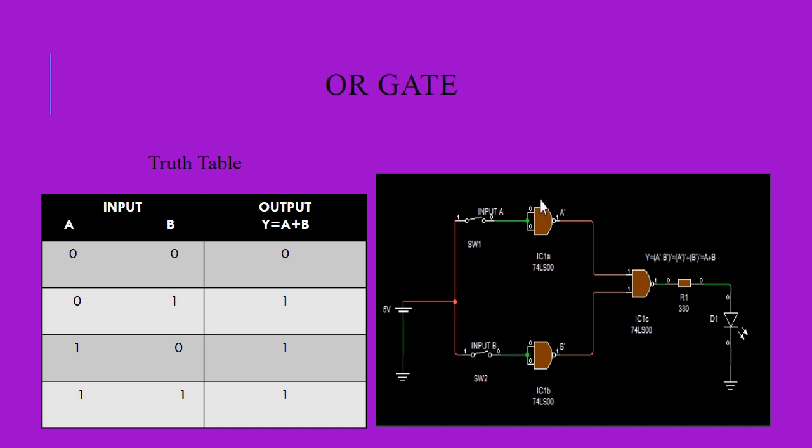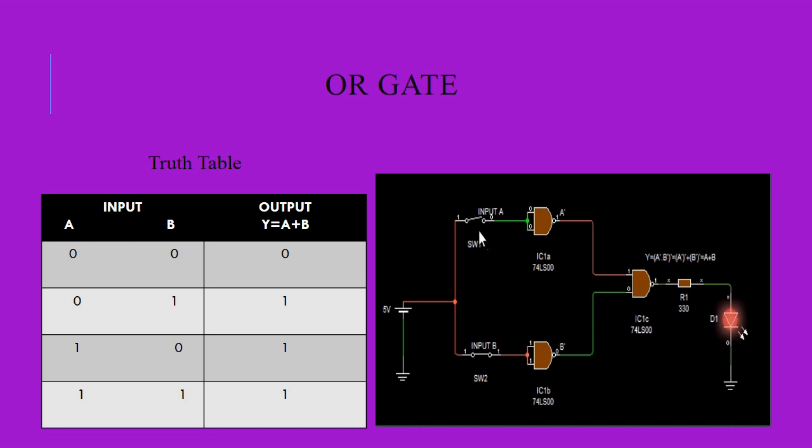Second row of the truth table, that means when input A is 0, switch 1 is open, and input B is 1, that means switch 2 is closed. So here we get 1 output, and here we get 0 output. This 1 and 0, here we get 1 output. So this 1 output means the LED will be in glowing condition or on condition. So this is the second condition of the truth table. From the circuit diagram it is also verified.